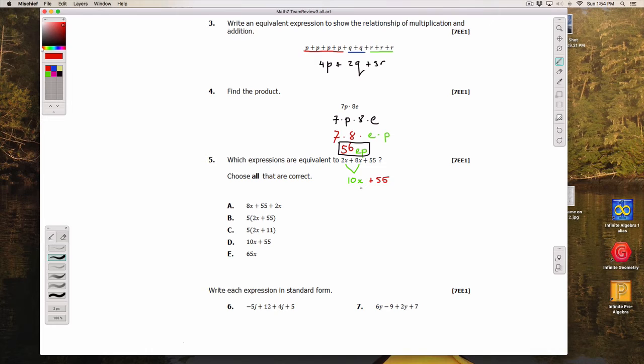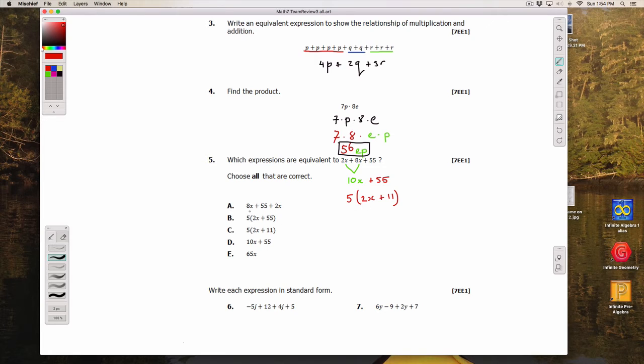Now I notice that they have a common factor, 10 and 5. I can divide them both by 5, meaning that I can put 5 outside the parentheses. 5 times 2x would be 10x, plus 5 times 11 would be 55. So that's another equivalent expression. So 10x plus 55 is the same as 5 times 2x plus 11, because 5 times 2x is 10x, and 5 times 11 is 55. I'm not sure if I can think of any other ones, but those two at least I know are equivalent.